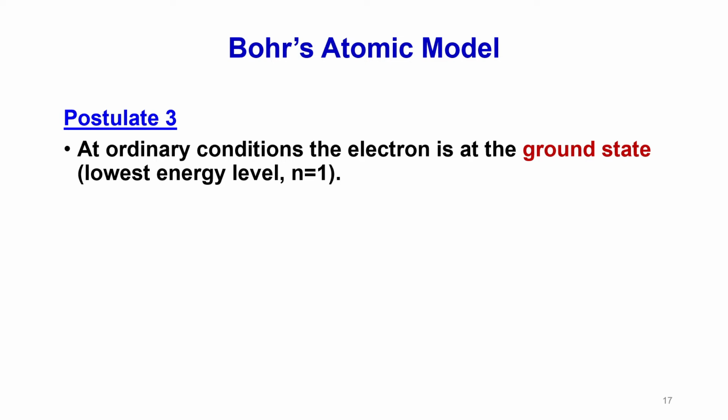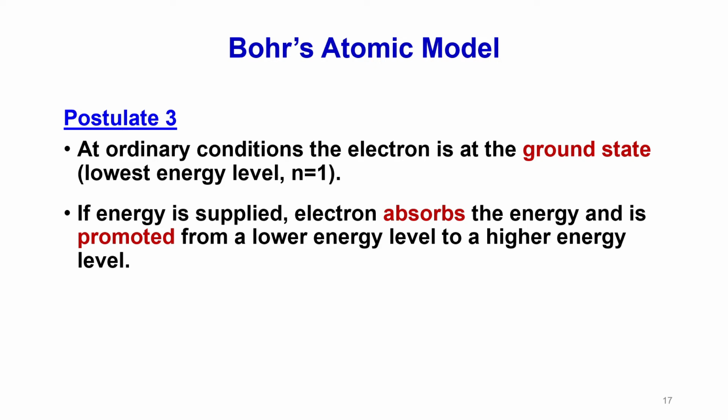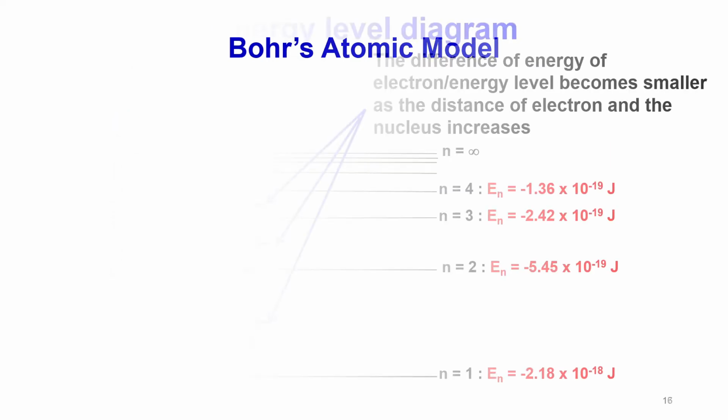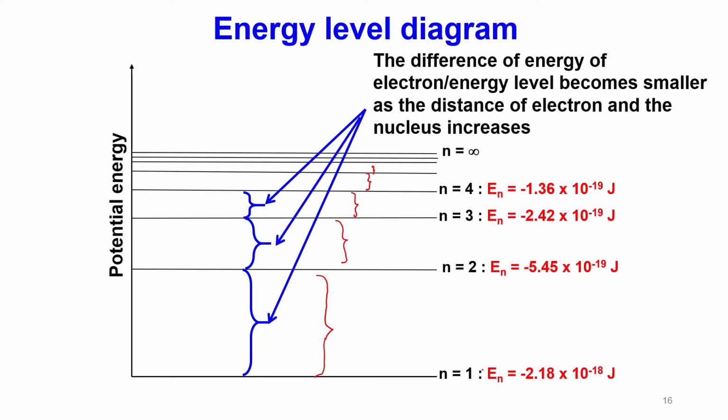At ordinary condition, the electron is at the ground state. So kita panggil energy level is equal to 1. So if energy is supplied, electron absorbs the energy and is promoted from lower energy level to higher energy level. Jadi kita tengok dekat sini. Ini adalah lower energy level, n sama dengan 1. Bila kita bagi energy kepada elektron ini, dia akan promote pergi kepada n sama dengan 2. Dia energy dia naik kepada n sama dengan 2. Kita tambah lagi energi, dia naik lagi n sama dengan 3, n sama dengan 4. Yang ini dikatakan electron is excited.